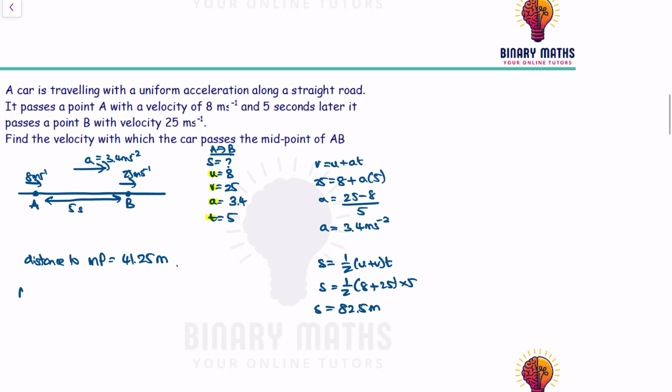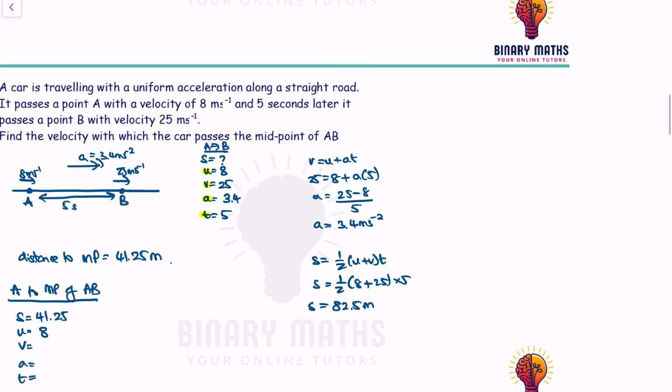Now we have to do the journey from A to the midpoint of AB, and set up SUVAT for that journey. We know the distance is 41.25 and the initial speed is 8. We want to find the final velocity with which it passes the midpoint, so that's the question mark. Acceleration we've worked out already is 3.4, and we don't know the time at which it passed the midpoint. So we've got s, u, v, a.